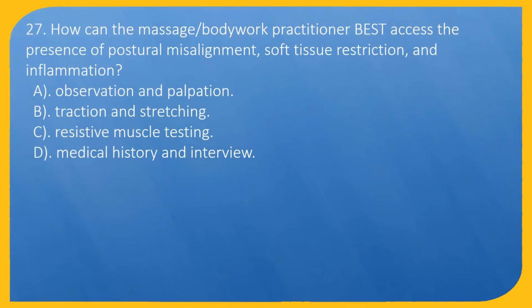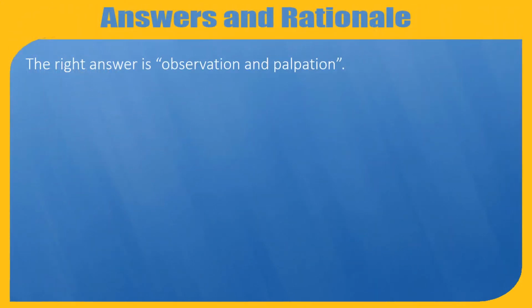Question 27. How can the massage bodywork practitioner best assess the presence of postural misalignment, soft tissue restriction, and inflammation? A. Observation and palpation. B. Traction and stretching. C. Resistive muscle testing. D. Medical history and interview. The right answer is observation and palpation.